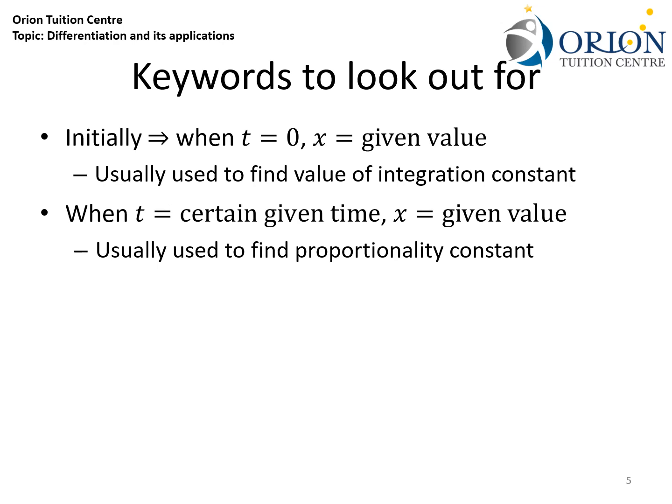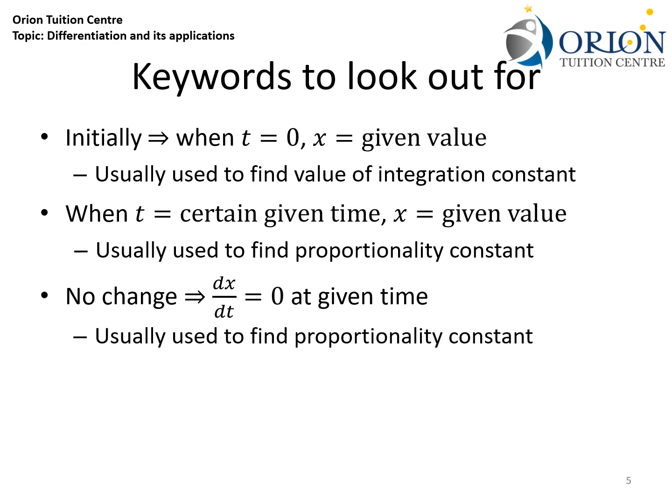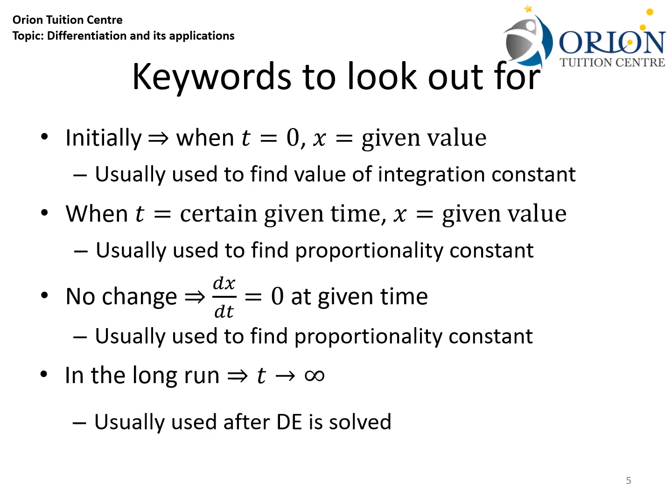Another common keyword is that at a given time, there is no change. This means that dx over dt equals 0 at that particular instant. This is also usually used to find out the value of the proportionality constant. One more keyword that is commonly used is in the long run. This means that when t becomes infinity, what is the value of the quantity? This is usually used after we have solved for the particular solution of the DE and we want to find out the eventual value of this quantity.